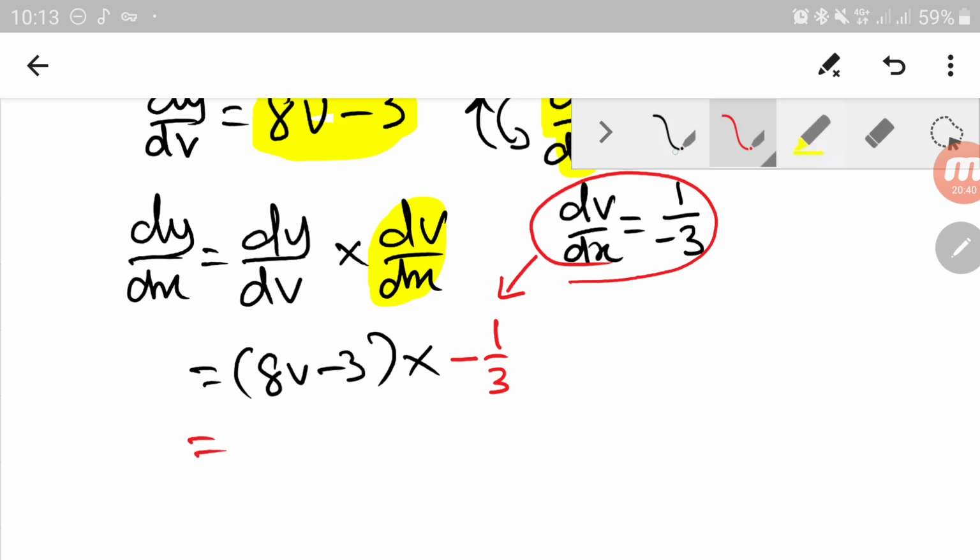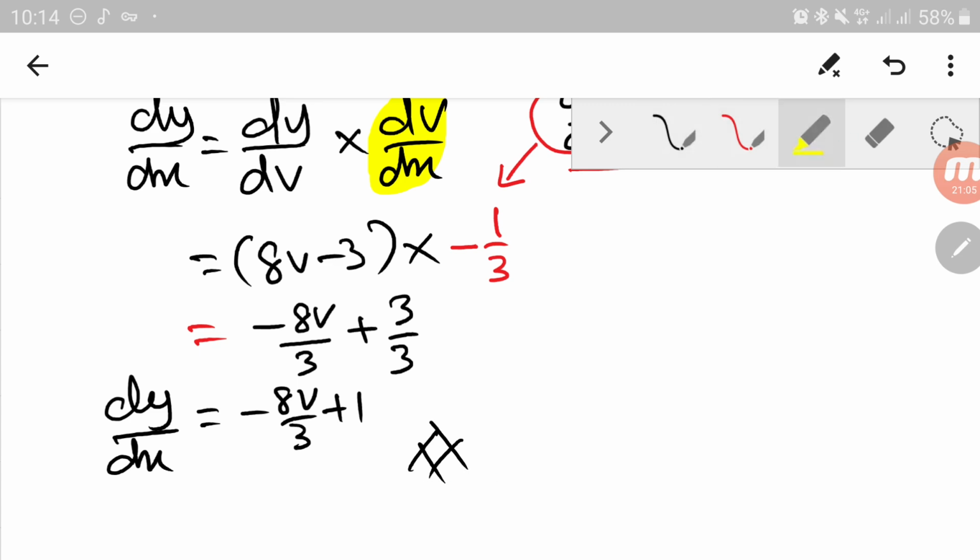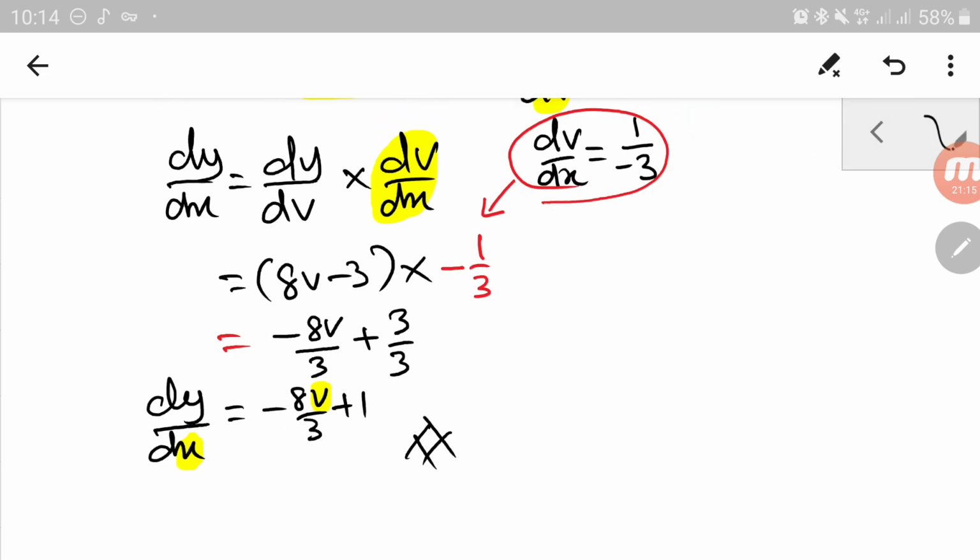Therefore we get negative 8v over 3 plus 3 over 3. Correct. And then we have minus 8v over 3 plus 1. So this is our dy/dx. Please do notice when we are doing chain rule, even though this is dy/dx, our function is still in terms of v. That is why we call it chain rule.